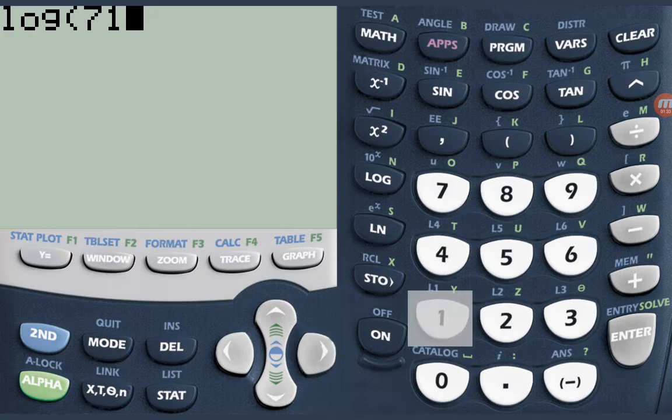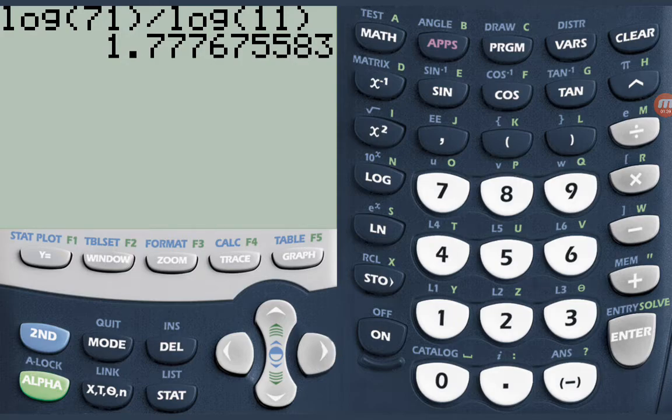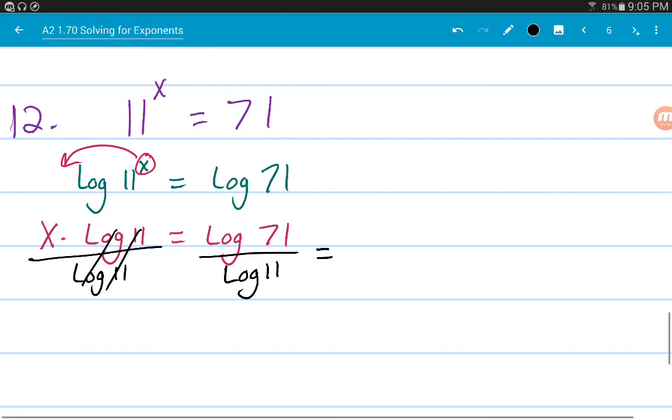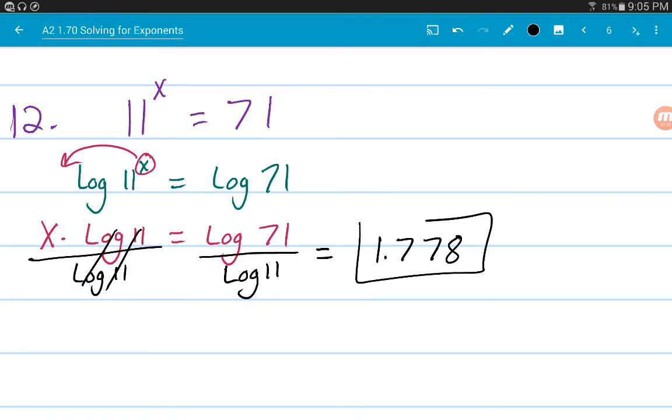Log of 71 divided by log of 11. Enter, and we want to keep 3 decimal places. So the answer to this is going to be 1.778. The 6 being cut off, 6 is 5 or greater, so it'll round up the next number. So 7 becomes an 8. 1.778. And that's x. Okay, now we'll do one that requires a few more steps.